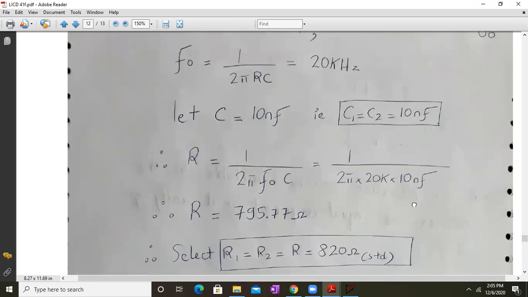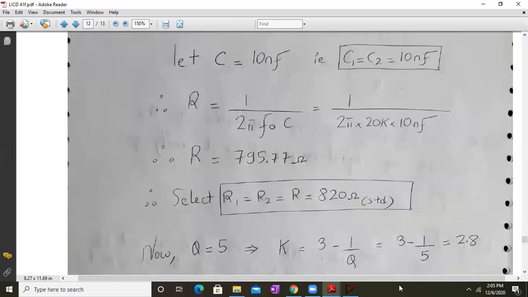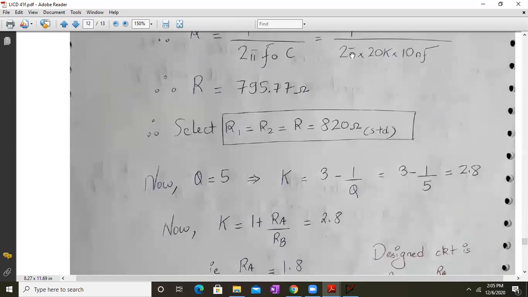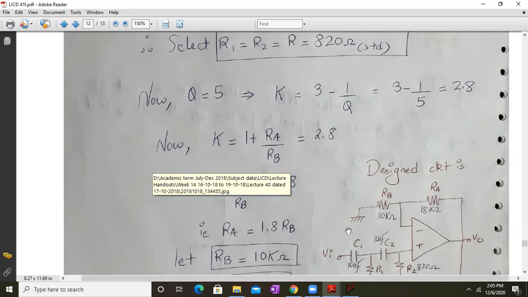F naught is given. So the value of R is coming out to be 795.77 ohms. So we select the standard value of R1 equal to R equal to R2 equal to 820 ohms. Now, the quality factor is given as pi. So K will be given by 3 minus 1 upon Q. So it will be 3 minus 1 upon pi. That will be 2.8. So K value is 2.8, which is given by the formula 1 plus RA upon RB.